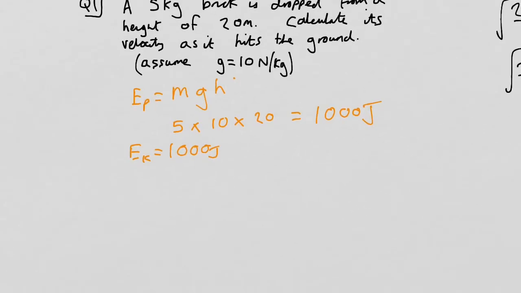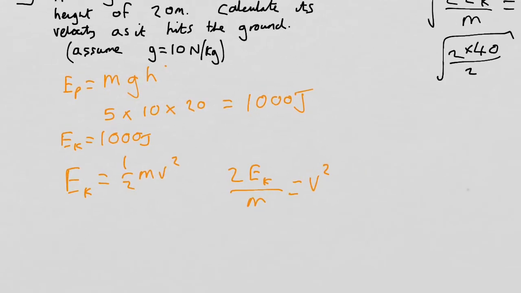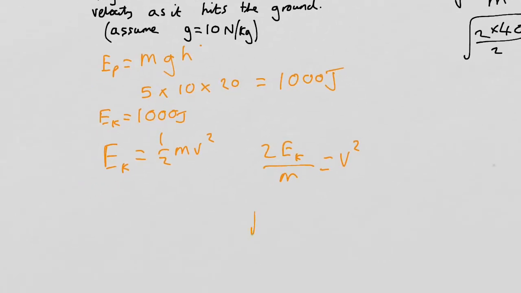Now to work out the velocity, we need to rearrange the kinetic energy equation, half m v squared. We can times both sides by 2 to get rid of the half, so 2Ek, and we can also divide both sides by m, and then we end up with v squared, to get rid of the m. Now, if you want to get rid of that squared sign, you can just square root both sides. So the square root of 2Ek over m equals v.